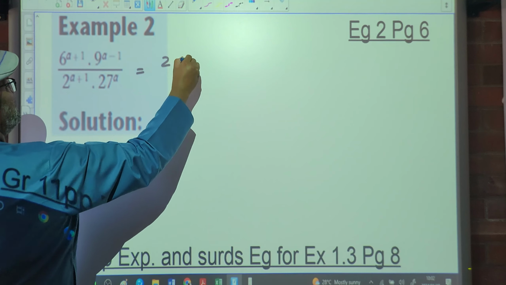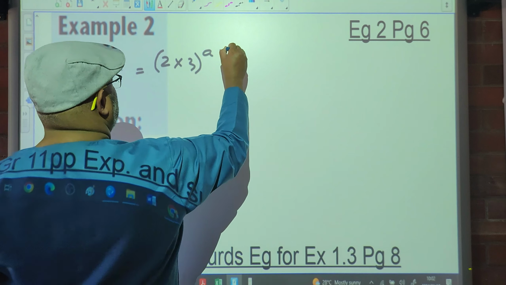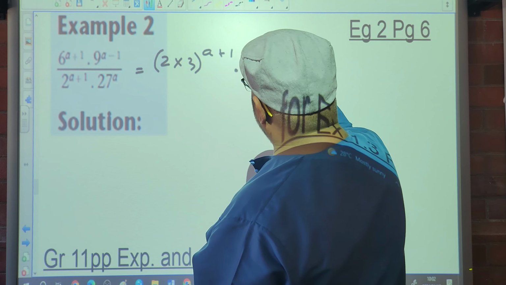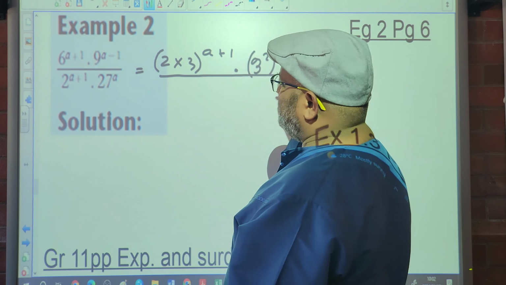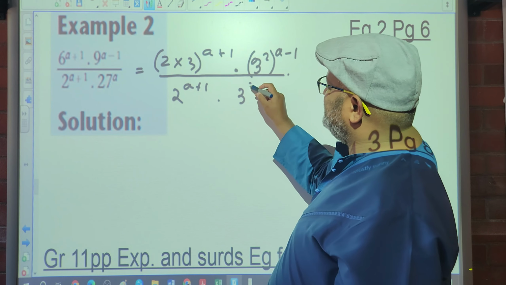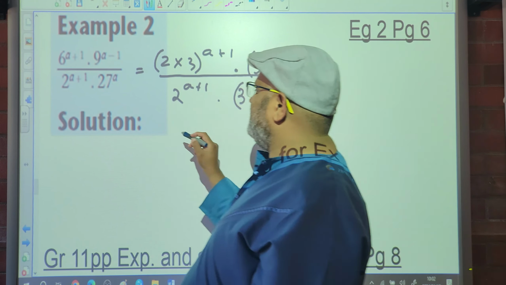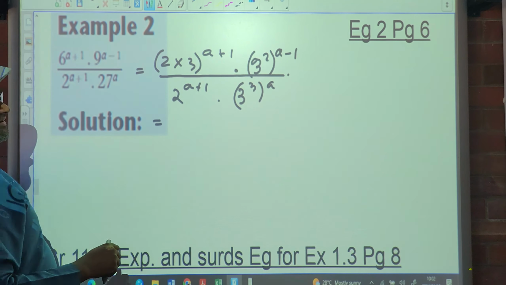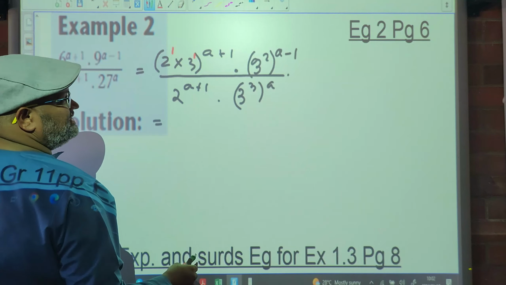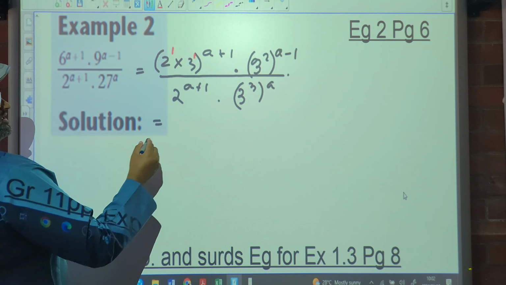So it's going to be 2 times 3 raised to the a plus 1, times 9, which we said can be written as 3 squared, raised to the a minus 1, over 2 to the a plus 1, times 27, which can be written as 3 cubed raised to the a. When there's only one exponent, we multiply the exponents. If there's no exponent, of course, there's a 1.